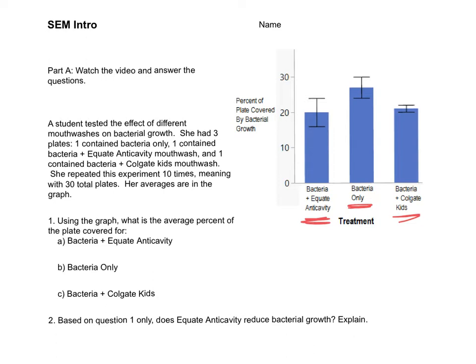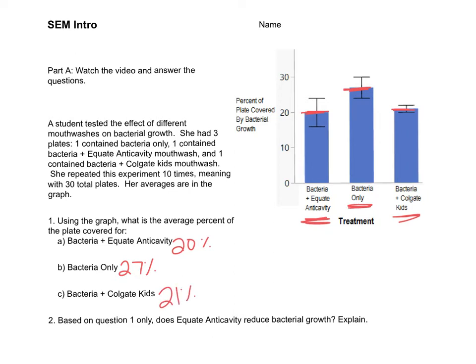Question 1, using the graph, what is the average percent of plate covered for bacteria and Equate? I'm going to read that the good old-fashioned way. I'm looking for the height of the bar. That bar is at about 20, so I'm going to put that as my answer. B, bacteria only. I'm going to eyeball at about what that is. I'm going to say about 27%. And then bacteria and Colgate Kids, height of that bar, I'm going to say is at about 21%.